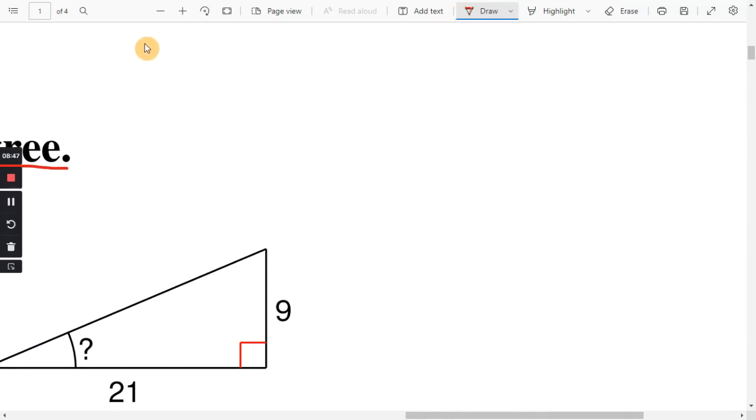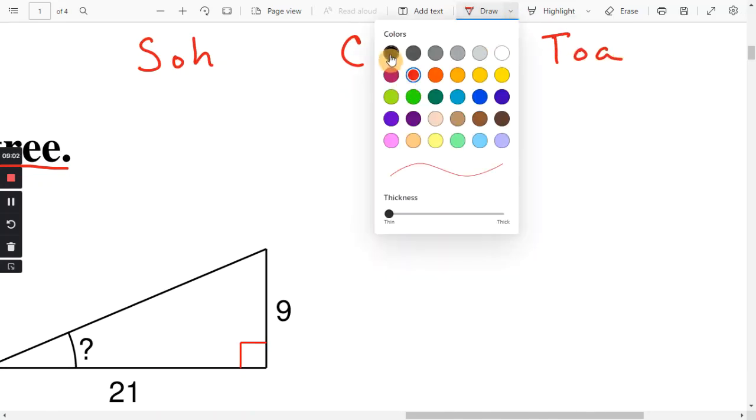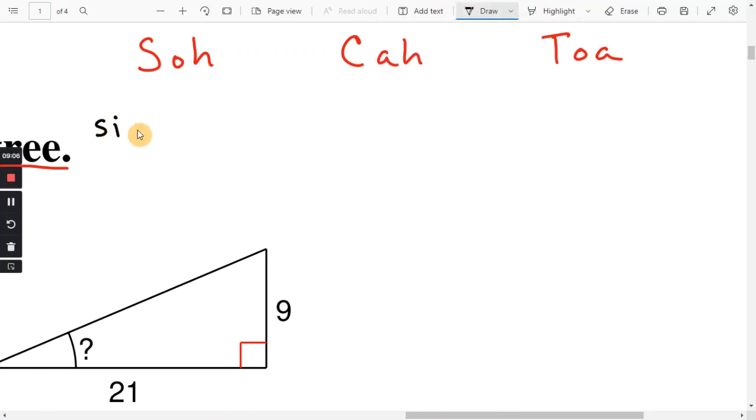The way to remember the trig formulas is to use SOH CAH TOA. All right. The S stands for sine, and you can make that angle use the Greek letter theta. And OH, opposite over hypotenuse.